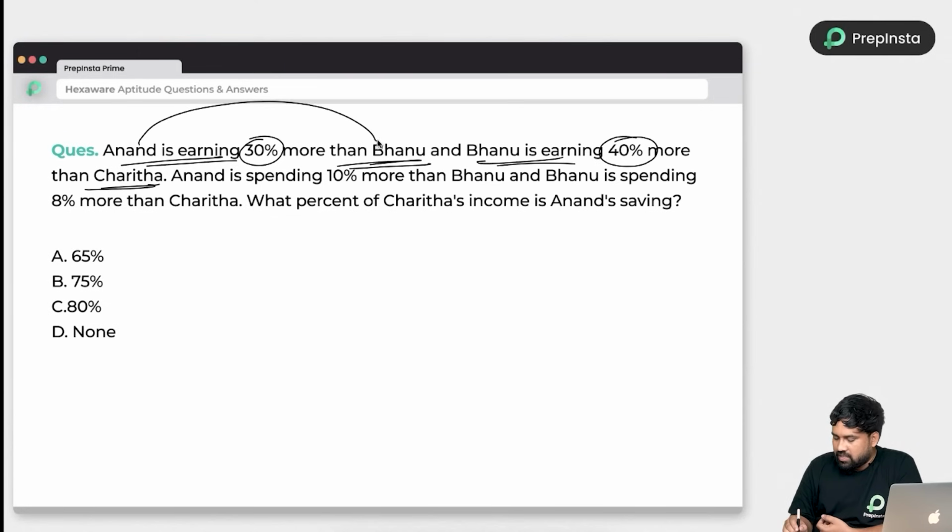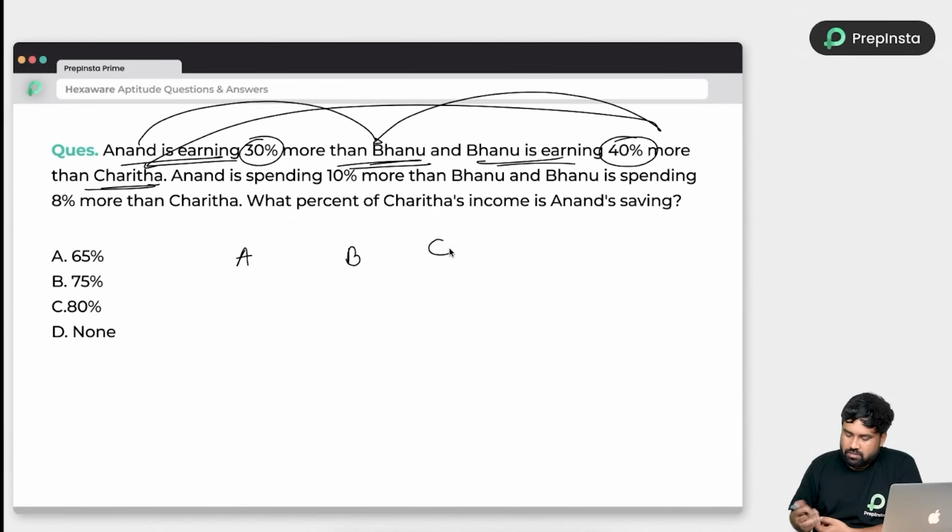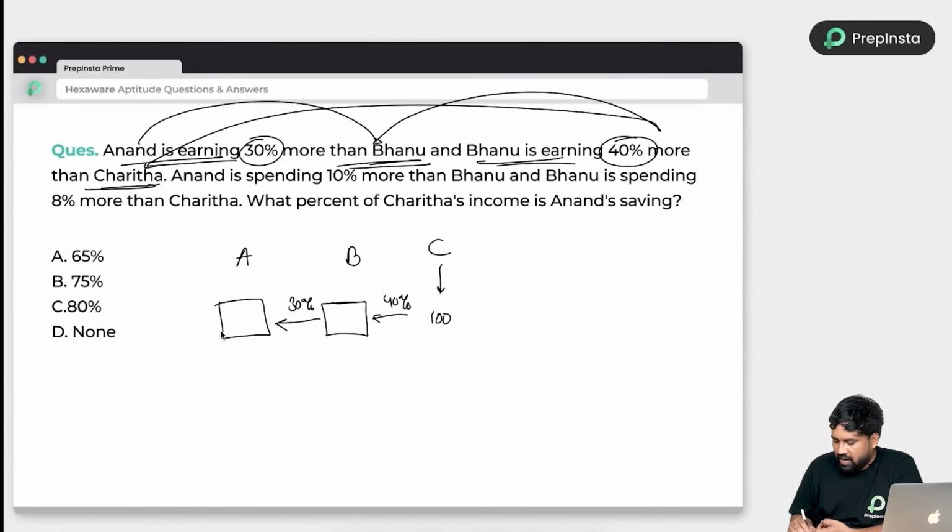So Anand's salary is depending on Bonu, Bonu's salary is depending on Charita. So I am taking A, B, C. Okay, and I am assuming that Charita is earning 100 rupees. Bonu will earn 40% more, so you will get some answer. And again, A is earning 30% more than B, so you will get some answer. Wait for some time. Don't do rush calculations.